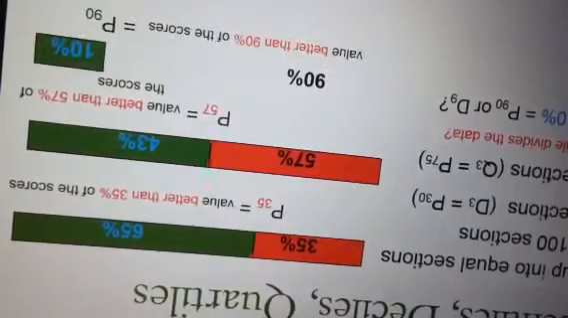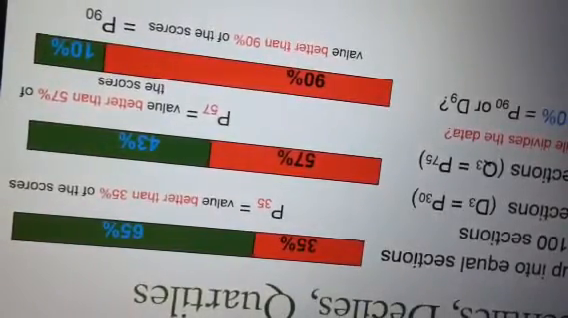So P35 would be 35% and 65%. P35 would be a value better than 35% of the scores. P57 would be a value better than 57% of the scores. Top 10% would be percentile 90, and so better than 90% of the scores. Or we could say D9 for 9 deciles.